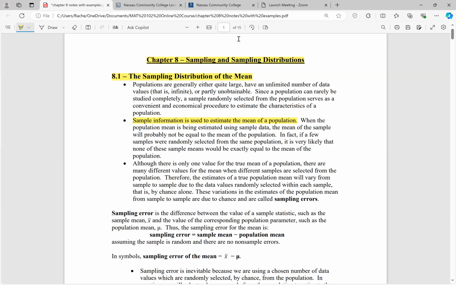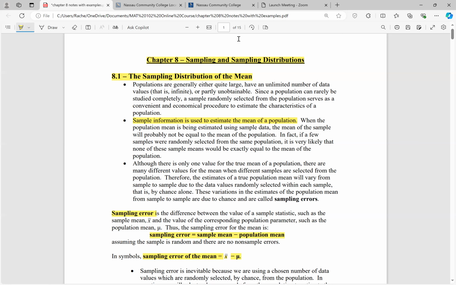And we call this difference a sampling error. So sampling error is the difference between the value of a sample statistic, such as X bar, the sample mean, and the true value of the population parameter, which is mu. So if we take the difference between the two values, we get what's called the sampling error. So the sampling error is equal to the sample mean minus the population mean.